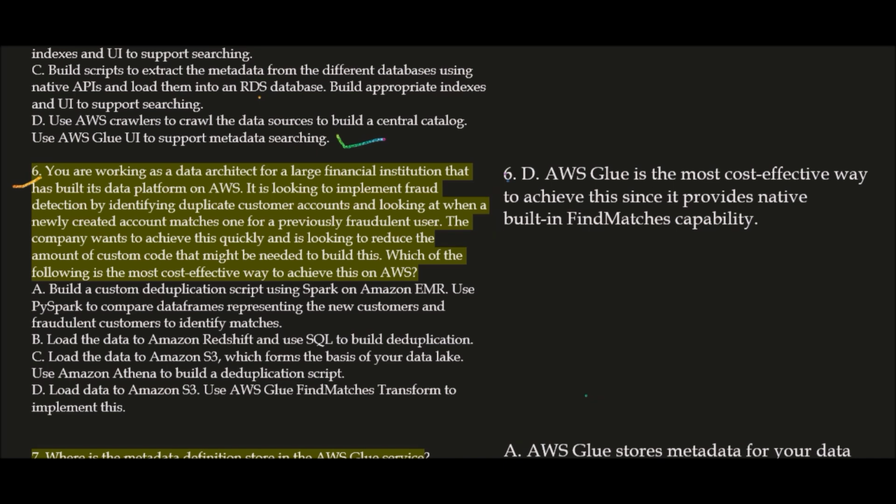Correct answer here is option D, because AWS Glue is the most cost-effective way to achieve this since it provides native built-in find matches capability. Okay, next question.